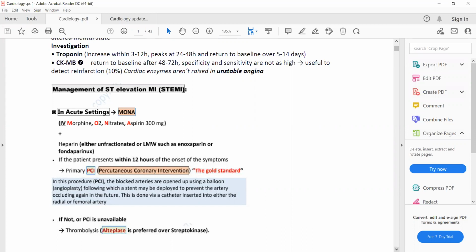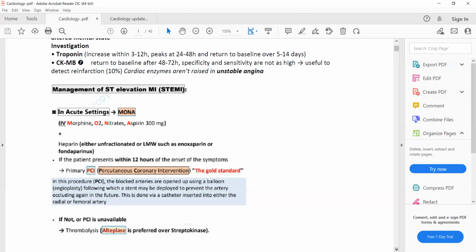Nitrates are also given so that coronary vasodilation can occur and the patient who's having pain due to ischemia can be relieved. Antiplatelets such as aspirin 300 milligram will also be given. So a short mnemonic for the management of ST elevation MI is MONA: morphine, oxygen, nitrates, and aspirin 300 milligram.